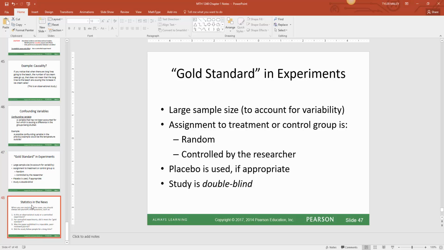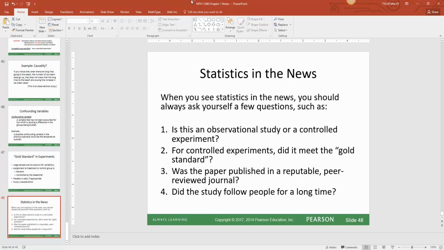Right. So the last slide I have for us is statistics in the news. When you see statistics in the news, you should always ask yourself a few questions, right? Number one, is this an observational study or a controlled experiment, right? Number two, for a controlled experiment, did it meet the gold standard, right? The previous four gold standard items. Number three, was the paper published in a reputable peer-reviewed journal, right?